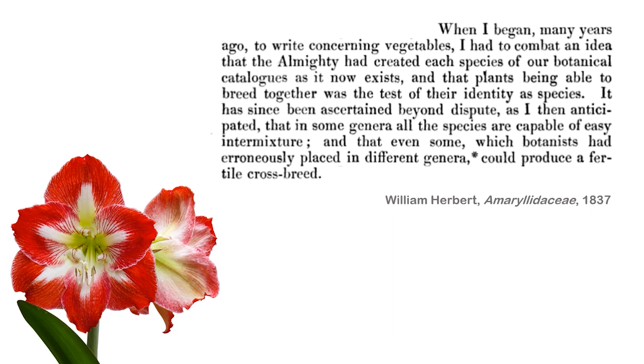So here's William Herbert. He spent a lot of his spare time breeding amaryllis flowers. And this is 1837. This is 20 years before Darwin. And he says here, "When I began many years ago to write concerning vegetables, I had to combat an idea that the Almighty had created each species of our botanical catalogues as it now exists, and that plants being able to breed together was the test of their identity as species.